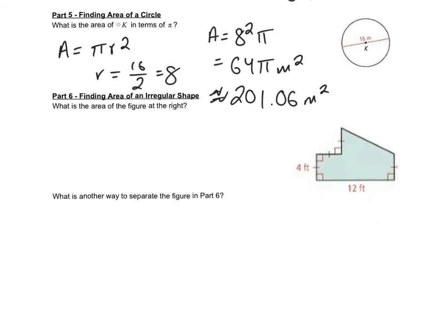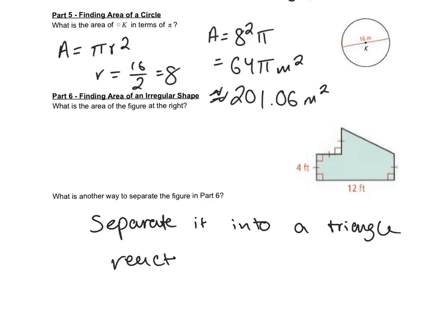Now in part 6, in order to find the area of this figure, I'm going to answer the second part first. It asks, what is another way to separate the figure in part 6? Well, we have to separate it into a triangle and a rectangle. So I'm just going to cut this top half right here. Now, if the height is 4, then this side right here is 4, and that makes this base right here 8, because 12 minus 4 is 8.